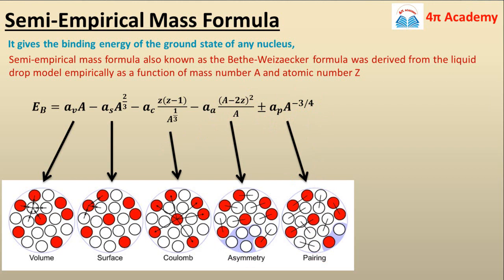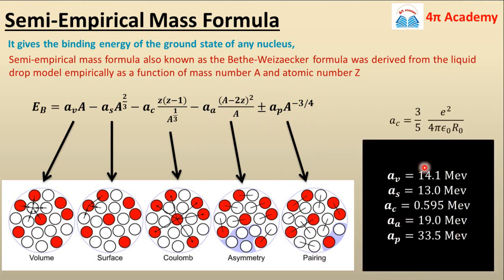The values of these constants can be given in terms of million electron volts. a_V is 14.1 MeV, a_S is 13 MeV, a_C is 0.595 MeV, a_A is 19.0 MeV, and a_P is 33.5 MeV. So these are the values of these constants, and the formula for the Coulomb energy constant a_C is 3 upon 5 e square upon 4 pi epsilon naught r naught.